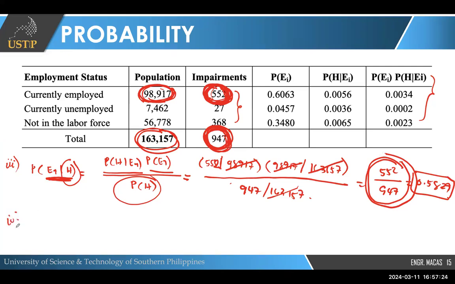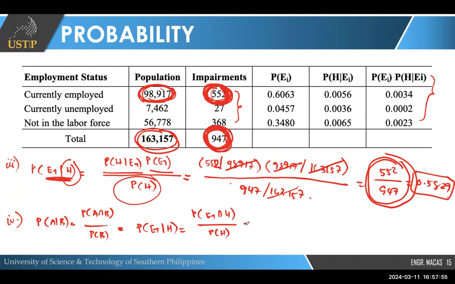Okay, the fourth one class is actually from your conditional probability. Recall conditional class, if you have A given B, no? That is the probability of A intersection B, over P of B. Okay? So if you have P of E1 given H, that is just the intersection nilang duha, okay? Divided by the probability of H.